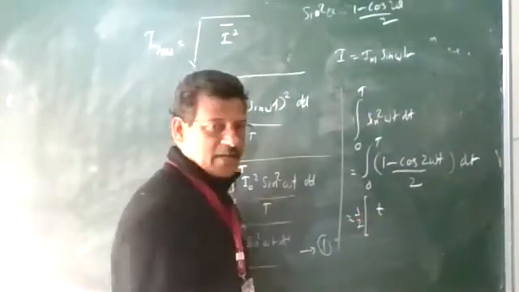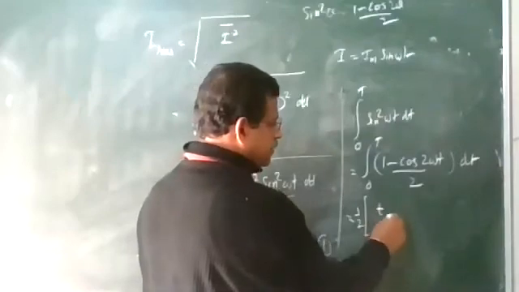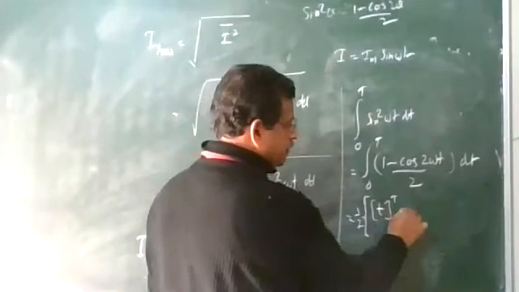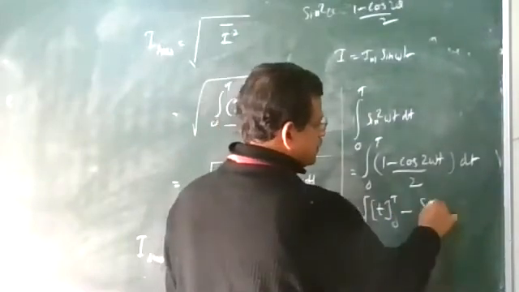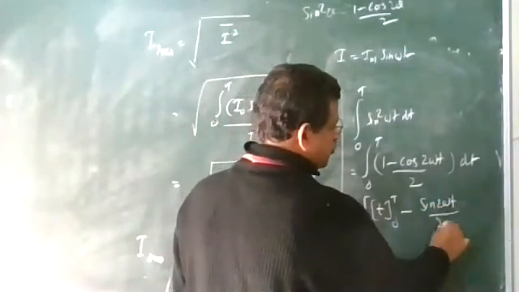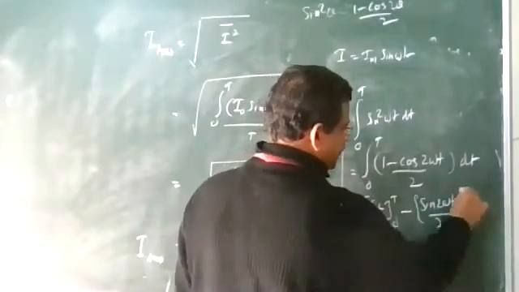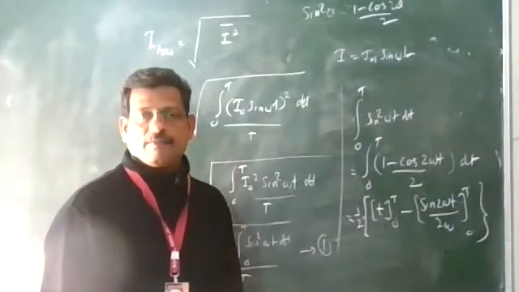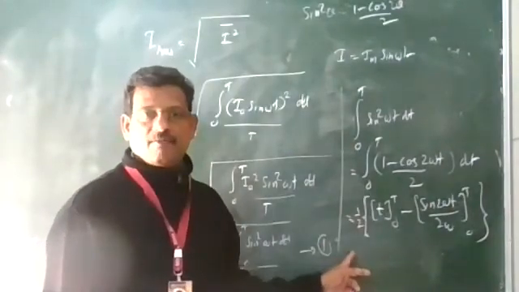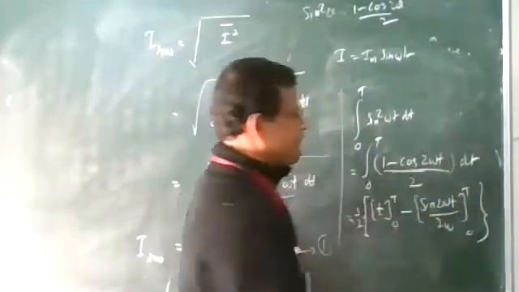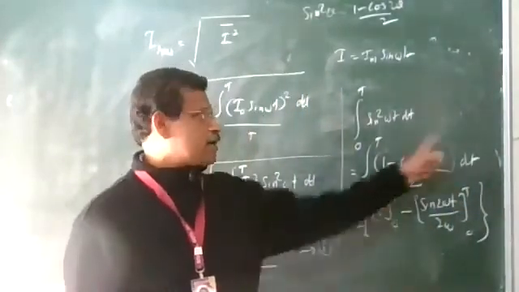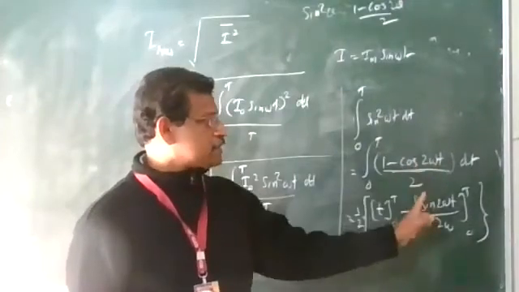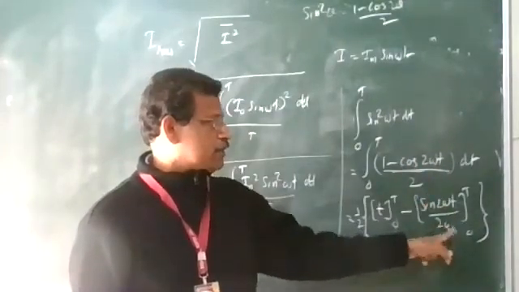1 by 2 can be taken outside. And between the limits you can give, between the limits 0 to t, minus cos 2 omega t divided by 2 omega, 0 to t, and the whole bracket is integrated. 1 by 2 has come out. The integral of 1 is t between the limits 0 to t, and the integral of cos 2 omega t is sin 2 omega t by 2 omega, 0 to t.